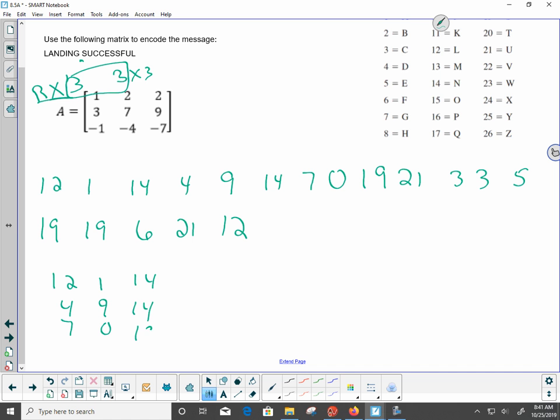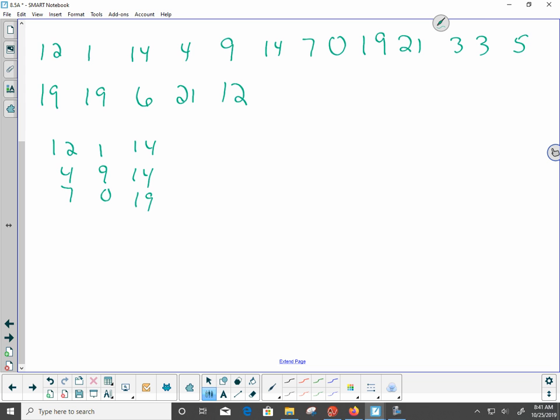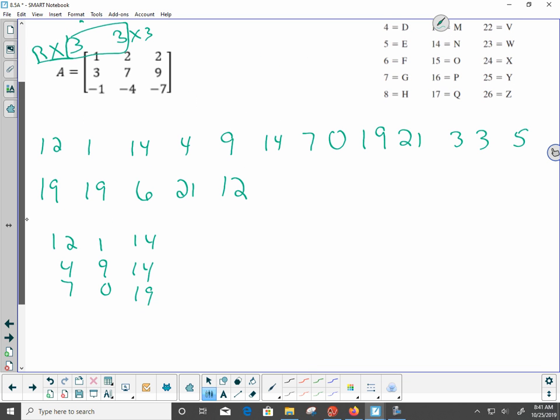Wait, what are you doing? I'm writing these numbers in rows so that I have 3 columns in each row. 10, 0, 19. Oh, those are two separate 3s. There's no 33 letters in the alphabet.